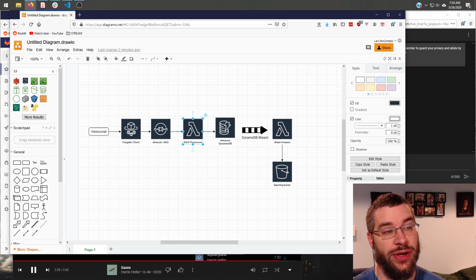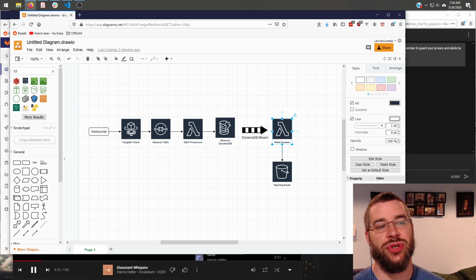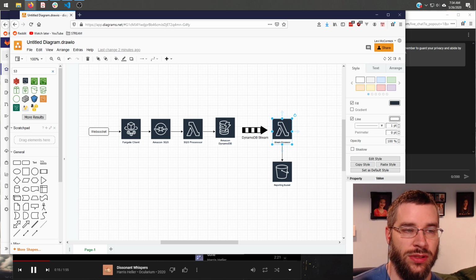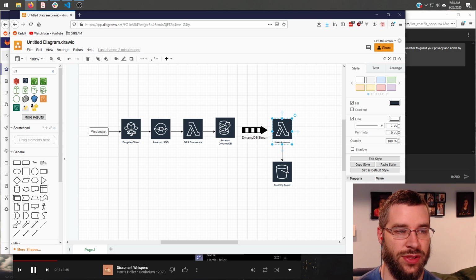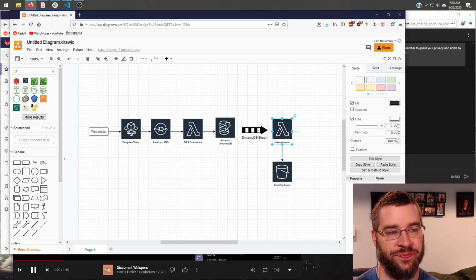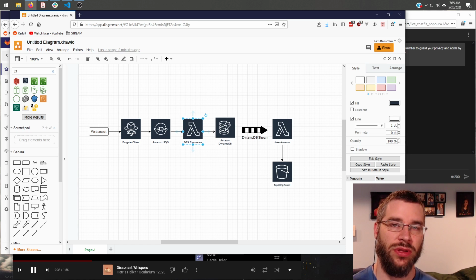I expect a lot of iteration on this processor that reads from the queue and reads from Dynamo, does the analysis on our records, and then writes it out. And there'll probably be some iteration on the stream processor as well. Not as much as the queue processor, because that's where most of the business logic of this service will live, is here in the queue processor.